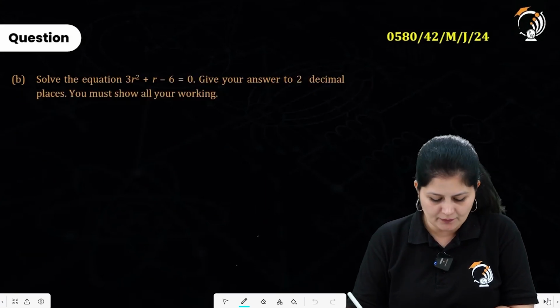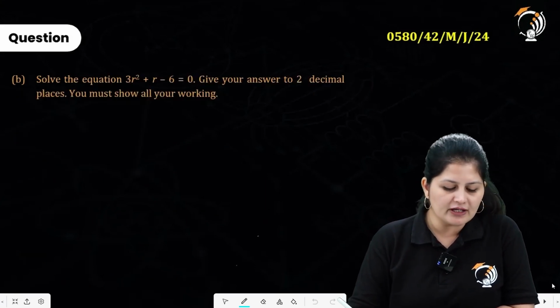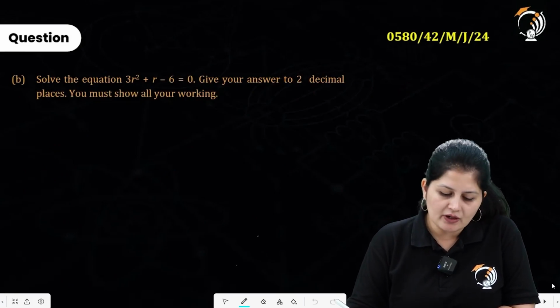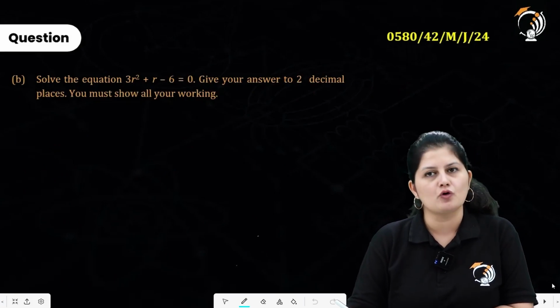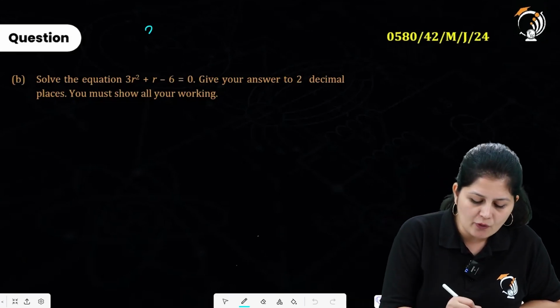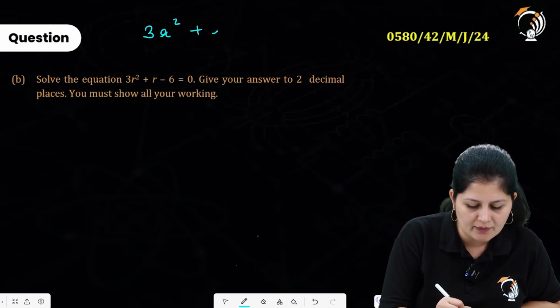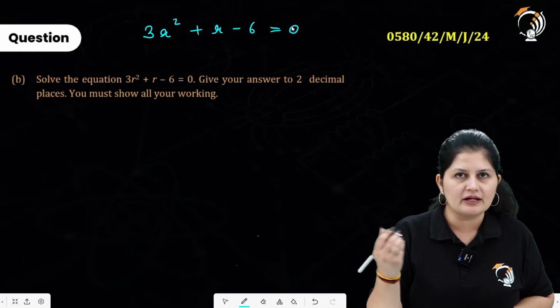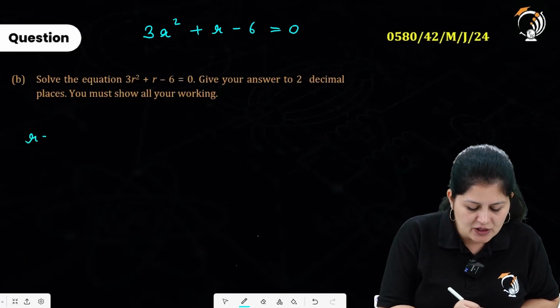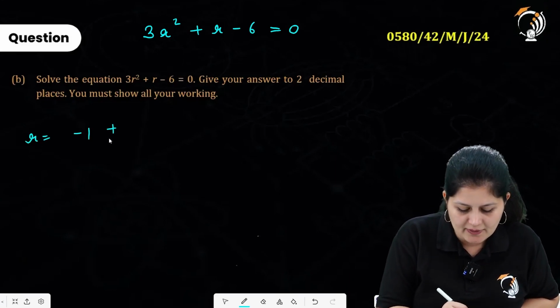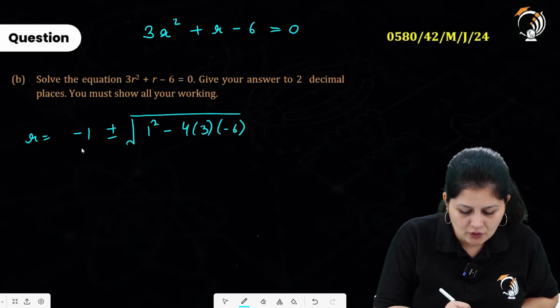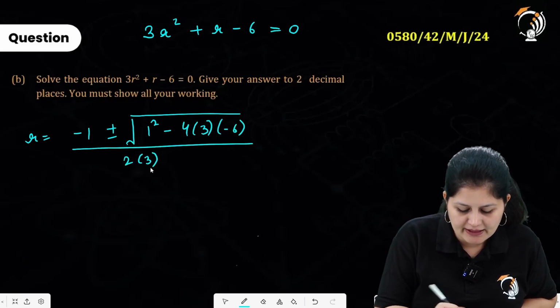Now moving to the B part of the question, which says solve the equation 3r square plus r minus 6 is equal to 0. Give your answer to 2 decimal places. You must show all your working. So now, as we are getting a quadratic equation here, which is 3r square plus r minus 6 is equal to 0, in order to get the roots of it, in order to get the value of r here, r is equal to minus b, which is minus 1, plus minus square root of b square minus 4 multiplied with a multiplied with c, over 2a, which is 2 multiplied with 3.